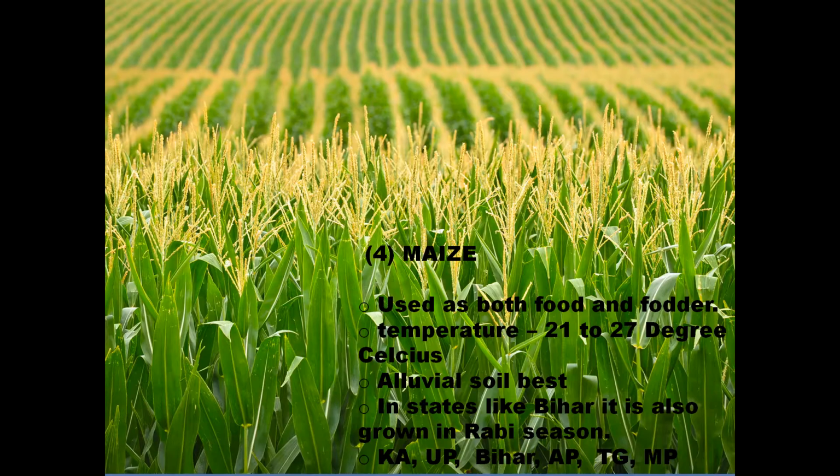Next, fourth is maize, used as both food and fodder. It requires temperature between 21 to 27 degrees Celsius. It requires alluvial soil, and this kind of soil is best for maize. Okay, in states like Bihar, it is also grown in Rabi season. Again some states are mentioned here: Karnataka, UP, Bihar, Andhra Pradesh, Telangana, and Madhya Pradesh.